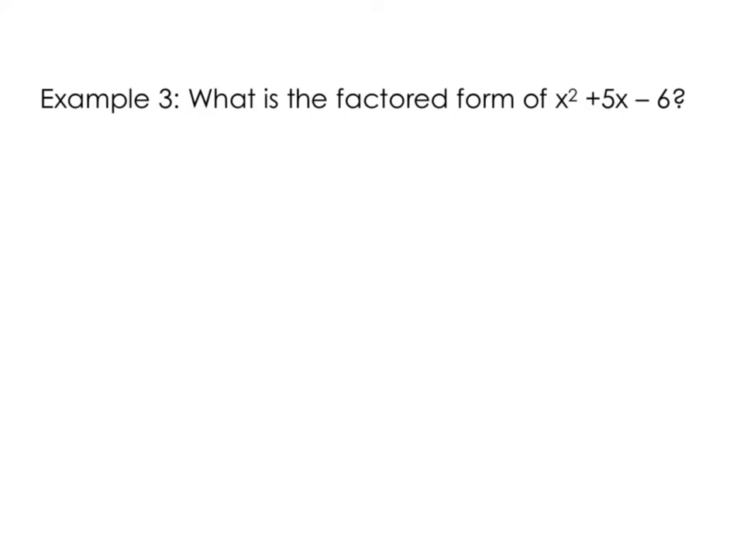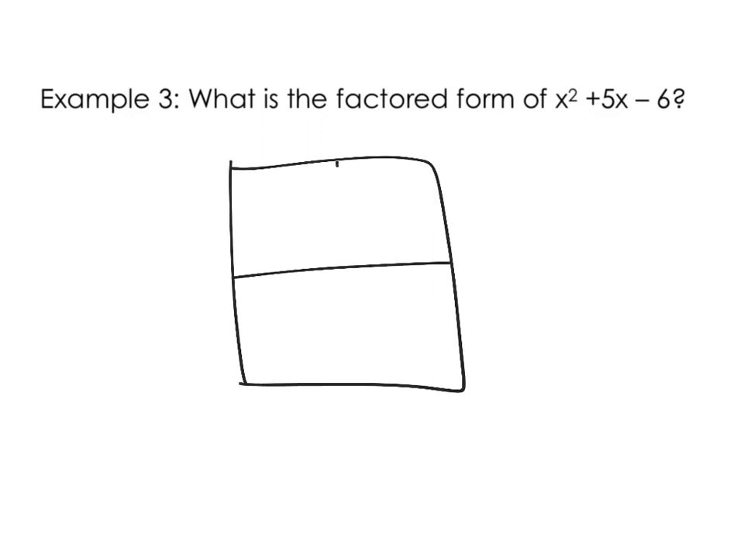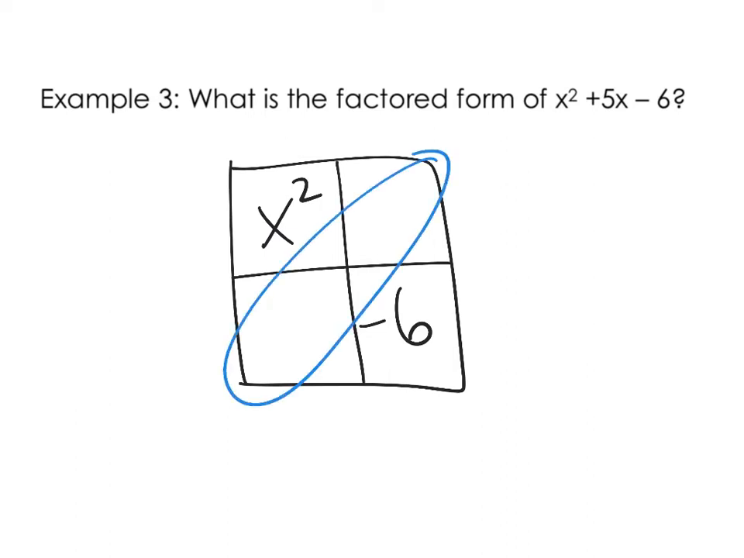All right, looking at example 3, we're doing the same process again. Nothing's changed, but we're just still changing around where our positives and negatives are. Okay, so if we make our table, we need to multiply to be that x squared. This time we're multiplying to be a negative 6, and our diagonal has to add to be a positive 5x.